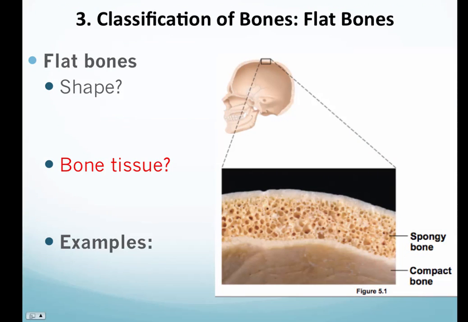Next category we have our flat bones. These are thin, flattened, and usually curved bones.